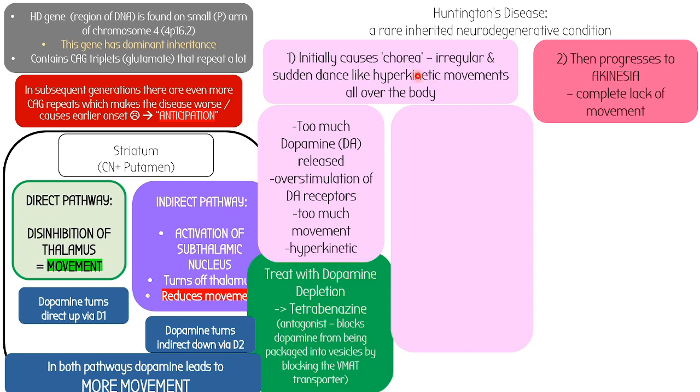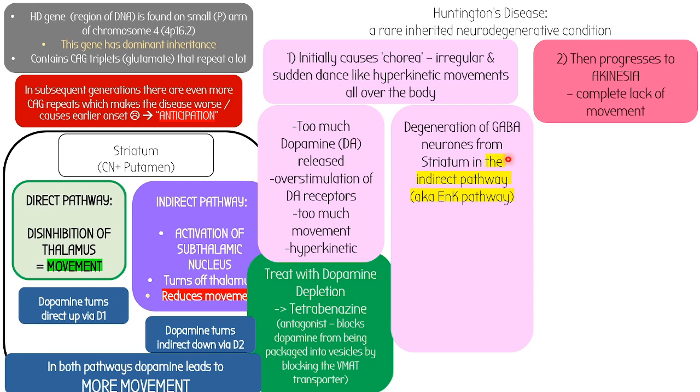Okay, there's another thing that is thought to cause this hyperkinetic movement. We talked about dopamine, but if you look at the pathways, which pathway do you think will be damaged to create hyperkinetic movement? You could either have the direct pathway being overactive, or the indirect pathway being underactive. In the case of Huntington's, in the initial cause of symptoms, what happens is your GABA neurons from your striatum in the indirect pathway degenerate. This is also known as the ENK pathway, but that's not that important. Essentially, your indirect pathway degenerates.